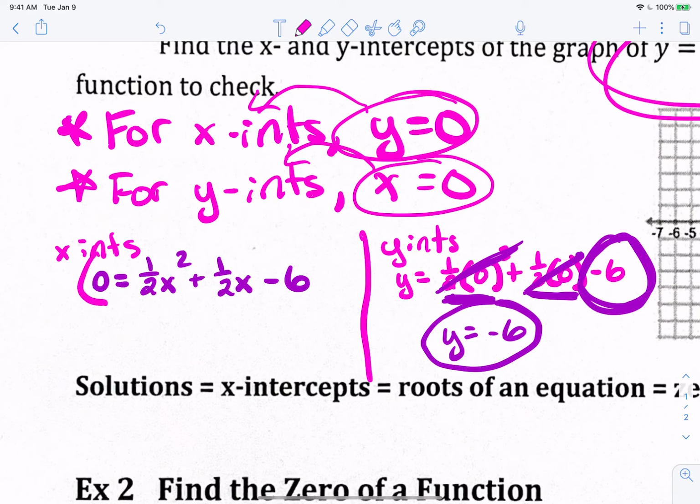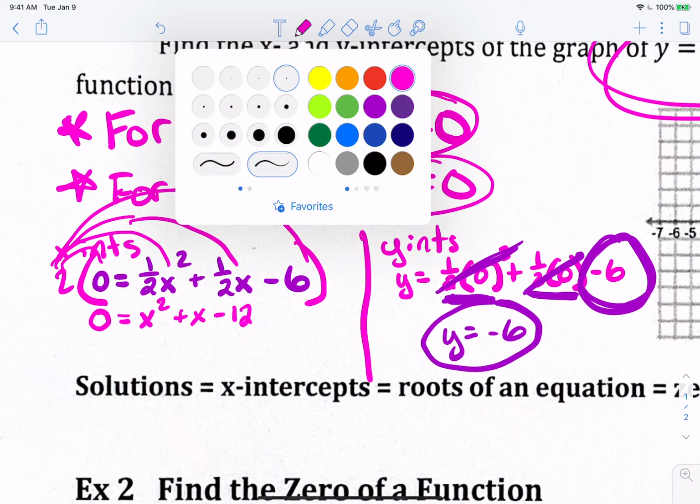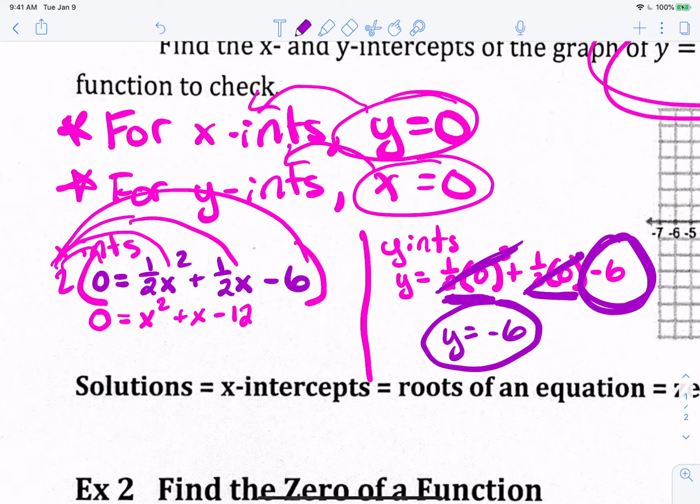I'm going to multiply the entire equation by 2, and because I do it to the entire equation, it makes it legal. So I distribute the 2 through to all 4 pieces. Okay? 2 times 0 is 0. What's 2 times 1/2 x squared? Just x squared. What's 2 times 1/2 x? Just 1x. And 2 times -6? -12.